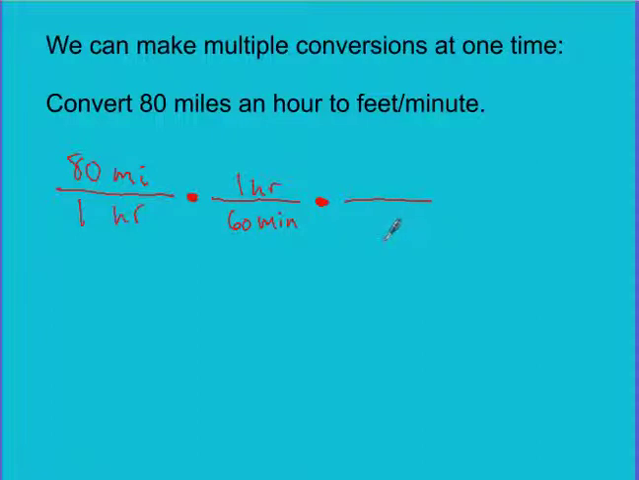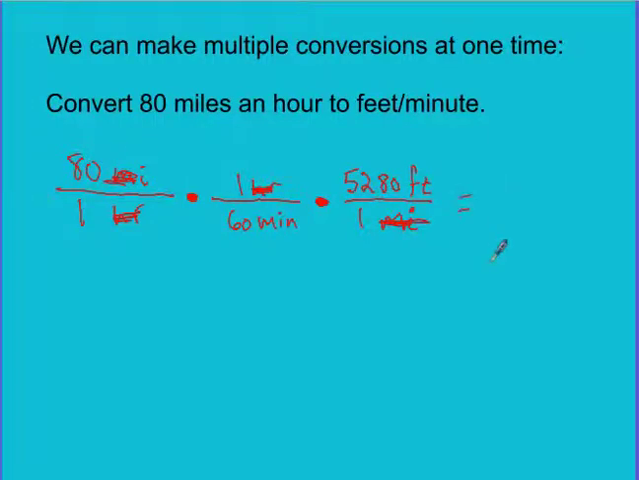So where do I want miles? On top or on bottom? I want miles on bottom, so it can cancel out the miles that are on top over here. So I want 1 mile. How many feet are in 1 mile? 5,280. 5,280 feet. Okay, so now I can cancel out the miles here. I can cancel out the hours here. And the only measurements I have left are feet and minutes. Feet are on top, minutes are on bottom. That's what I want. And I can multiply straight across.